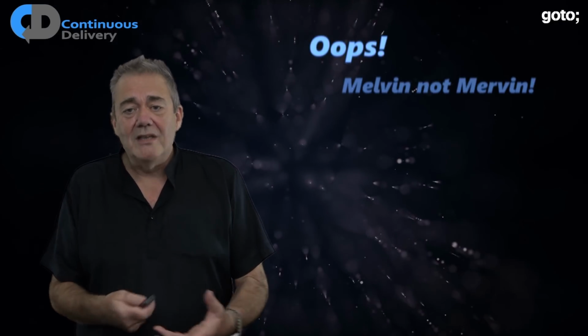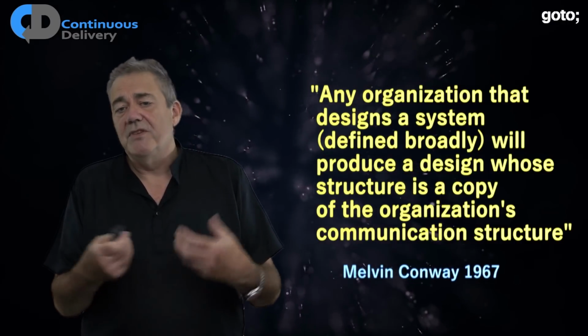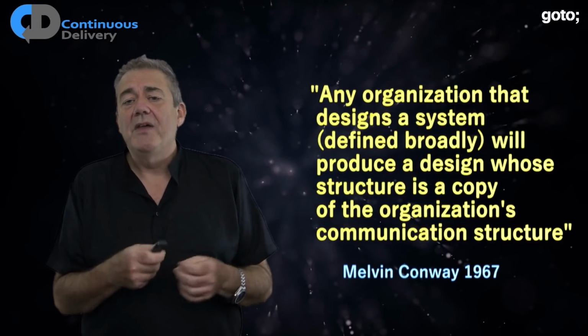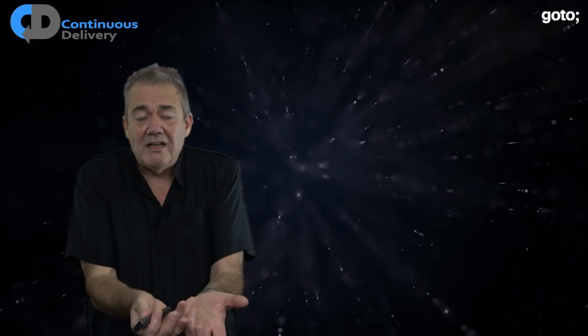As Melvin Conway stated in 1967, any organization that designs a system, defined broadly, will produce a design whose structure is a copy of the organization's communication structure. So the architecture, the design of our systems, is closely related to the communication topologies that we employ in the organizations that we work in. This has an impact on the kinds of architectures that it's possible for teams to build, and the architecture mirrors your organizational structure.